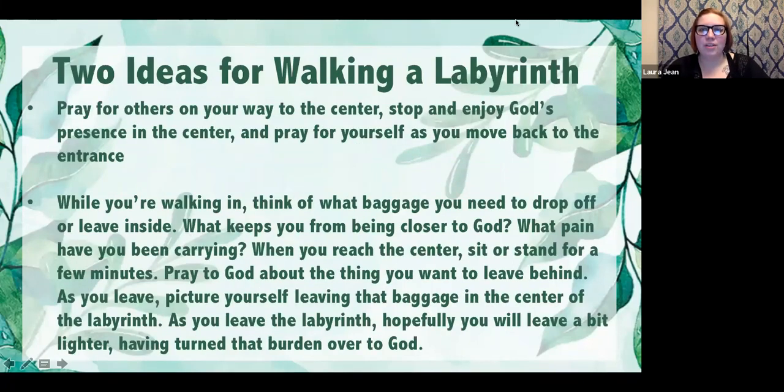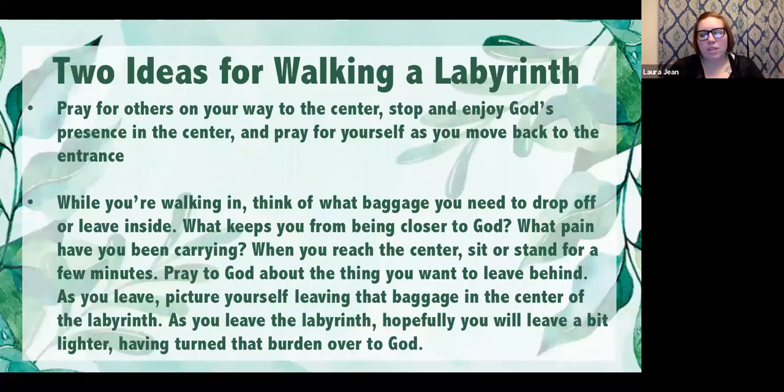Okay, so these are just 2 ideas for how you could walk a labyrinth. You could pray for others on your way to the center, and then stop and enjoy God's presence in the center for however long you want, for 30 seconds or 15 minutes, doesn't matter. And then as you go back out, instead of praying for others, you pray for yourself as you move back to the entrance. So that's one option.